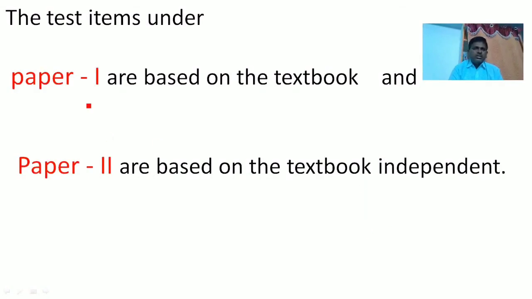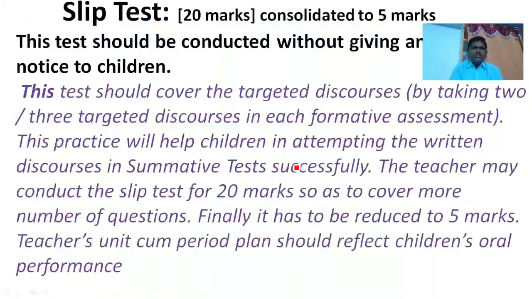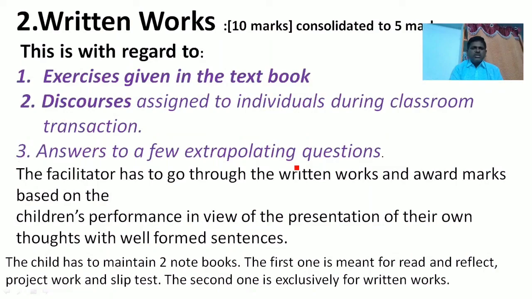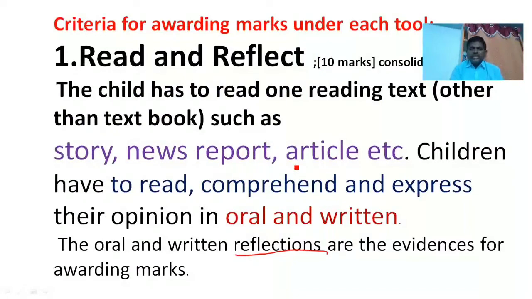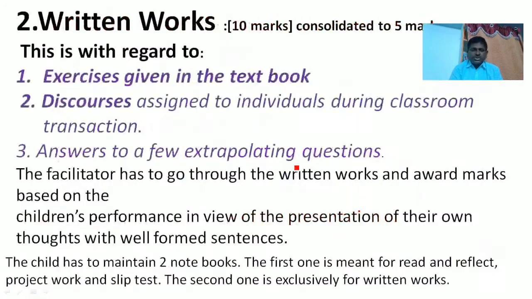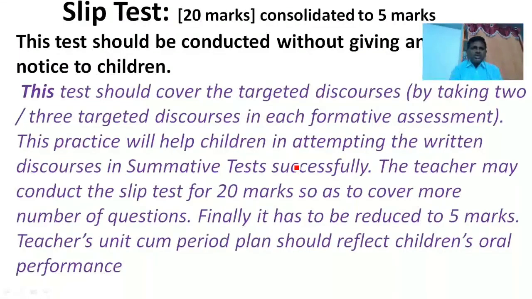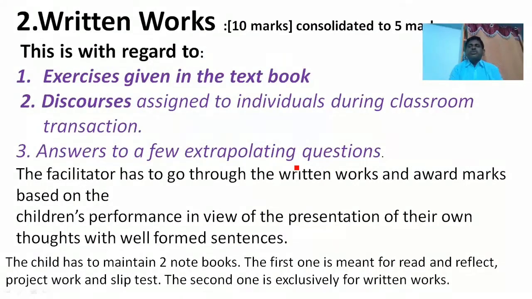Let us see what is there in the text. Test items under paper 1 are based on the textbook. Paper 2 items are text independent. This is the way our examination is going to be conducted. My dear students, my dear friends, my dear teachers, please remember this pattern of conducting formative assessment. Whenever you are conducting a formative exam, don't think only of the slip test. Only a slip test is not allowed. All things have to be reflected: read and reflect, written work, projects, and the slip test. Only if you take these four things is the formative assessment complete. Unless you combine all these four things, the formative assessment is not complete.